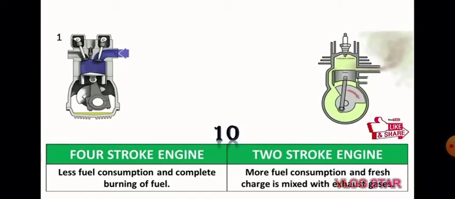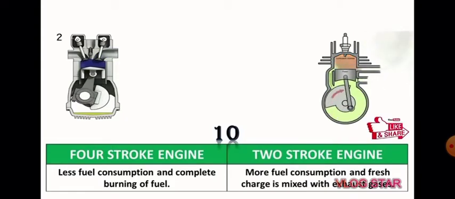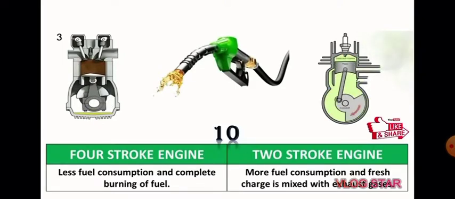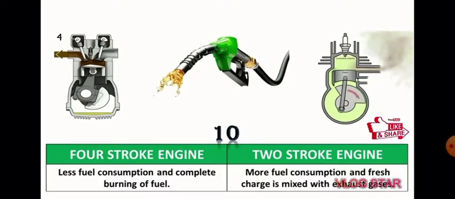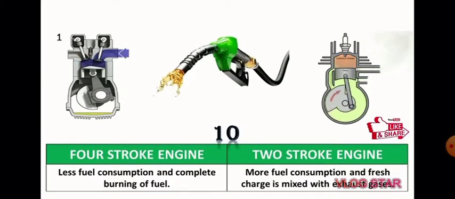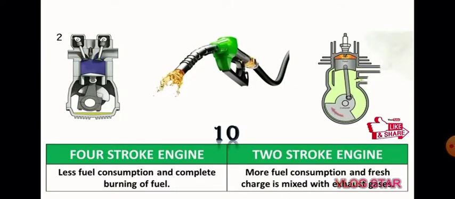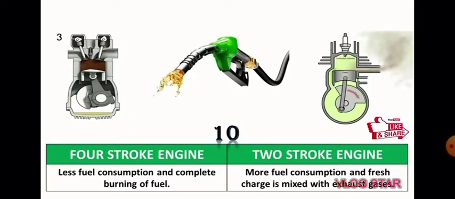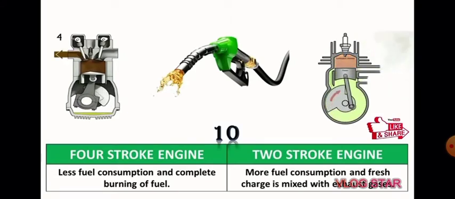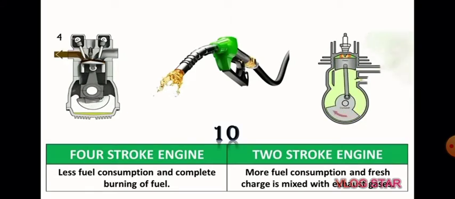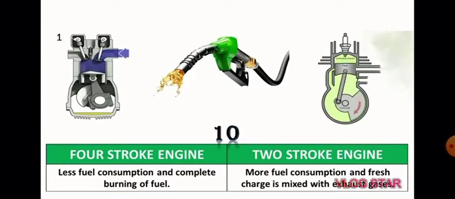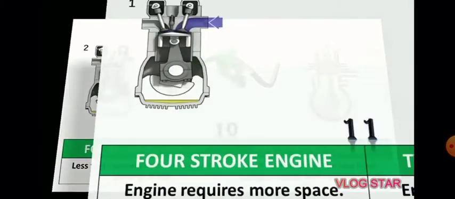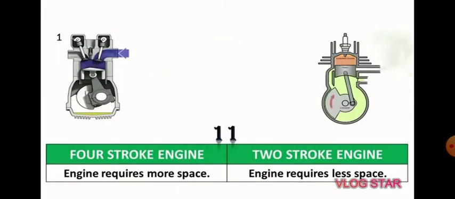A 4-stroke engine has less fuel consumption and complete burning of fuel takes place, whereas in case of 2-stroke engine there is more fuel consumption and fresh charge is mixed with the exhaust gases. You can observe that the fuel consumption is much higher in the 2-stroke engine, whereas it is less in the 4-stroke engine. Also there is complete burning of fuel in case of 4-stroke engine, whereas fresh charge is always mixed with the exhaust gases in case of 2-stroke engines.